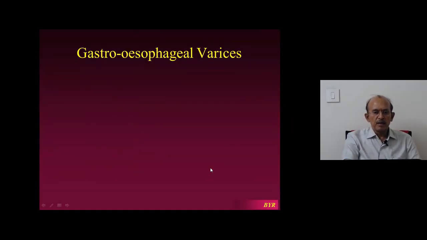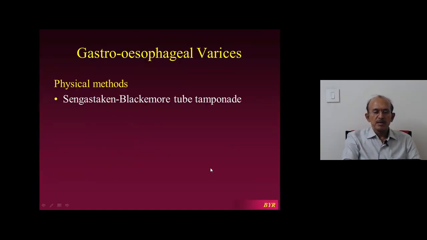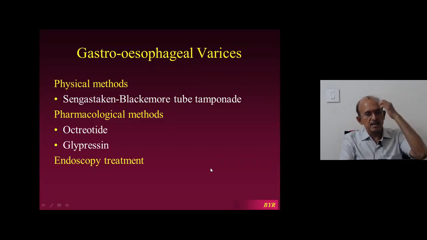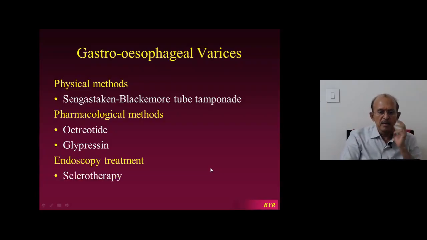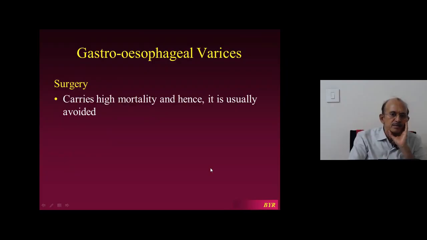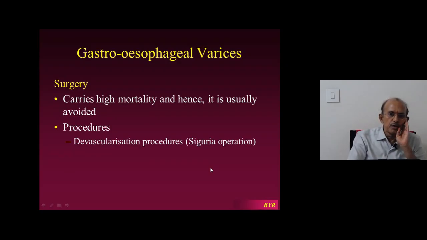Gastroesophageal varices already we have discussed. Physical methods: there is the Sengstaken-Blakemore tube. Pharmacological methods being octreotide, glypressin. Glypressin means vasopressin means glyceryl trinitrate. Endoscopic treatment means sclerotherapy and banding. Then surgical methods carry high mortality. Procedures: Sugiura operation, emergency shunt operations, TIPS operation. So already we have discussed these things in detail.